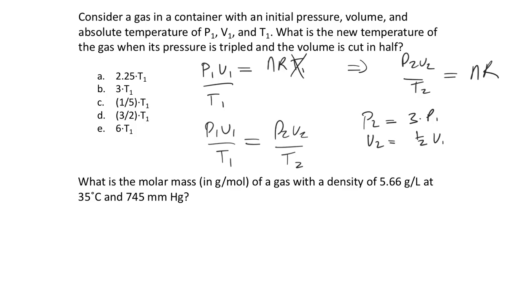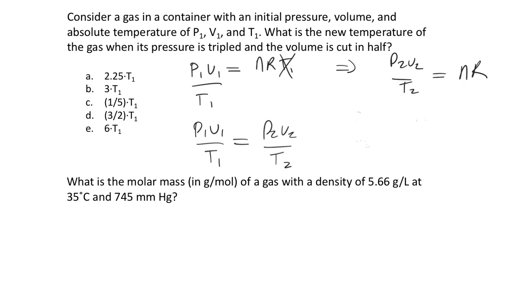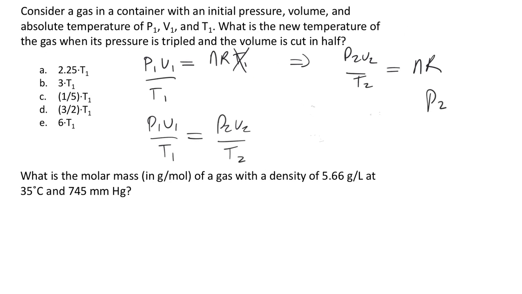Let me see if I can. Oh, okay. I'm not clever enough to move this out of the way. Let me rewrite that over somewhere that's not in the way where I'm trying to write. So P2 is 3 times P1, V2 is 1/2 V1. And so I just want to write those in here.